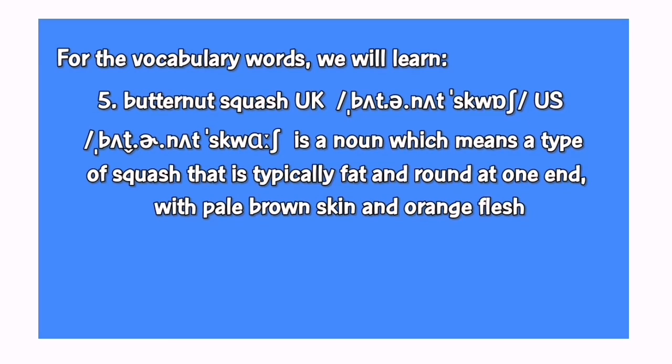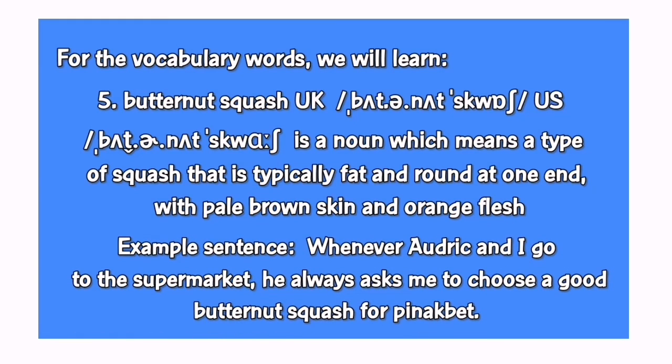Butternut squash. Butternut squash is a noun which means a type of squash that is typically fat and round at one end, with pale brown skin and orange flesh. Example sentence: Whenever Audrey and I go to the supermarket, he always asks me to choose a good butternut squash for pinakbet.